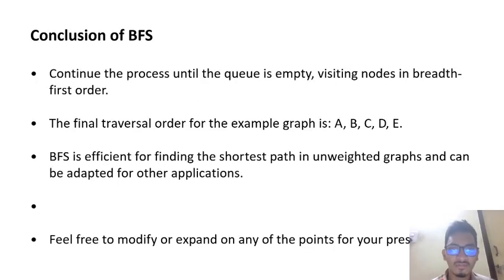Conclusion of BFS. Continue the process until the queue is empty. Visit nodes in the breadth first order. The final traversal order for the example graph is A, B, C, D, E. BFS is efficient for finding the shortest path in unweighted graphs and can be adapted for other applications.